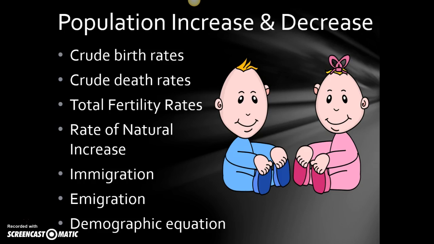Crude birth rates are the number of babies being born per 1,000 people in a given population. Crude death rates, similarly defined, only now instead of births, it's deaths.